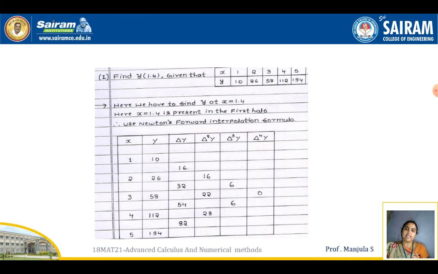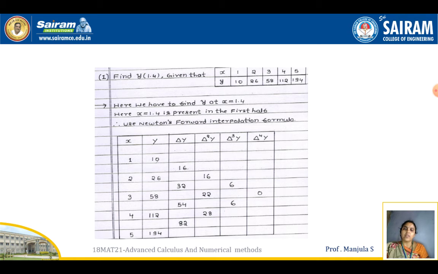Now I have given the formulas for both forward and backward. Now we'll see problems based on these. The first problem: find y of 1.4, given that x is 1, 2, 3, 4, 5 and the corresponding y values are 10, 26, 58, 112, 194. So a set of x and y values is given, and we have to find the value of y at x equals 1.4.